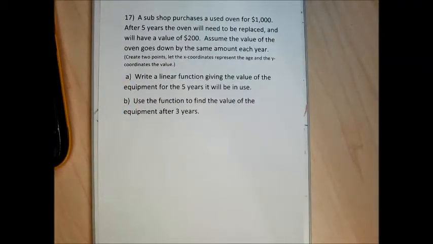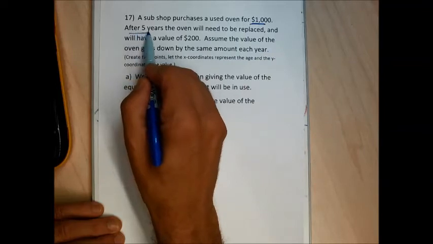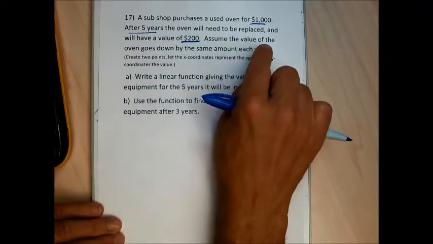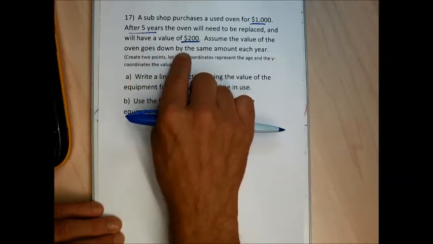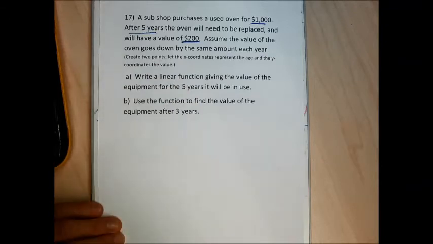Number 17 talks about a sub shop producing a used oven for $1,000. After 5 years, the ovens will need to be replaced, and it has a value of $200. Assume that the value goes down by the same amount each year. That's a sneaky way of saying that we can model the value of the function with a line, because on a line, the slope is constant. It goes up or down by the same amount for every increment. In this case, the increments are years.